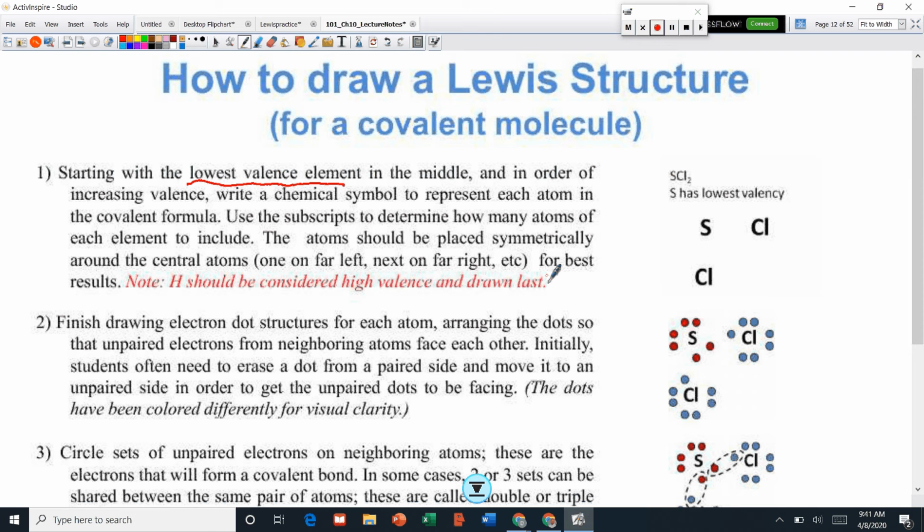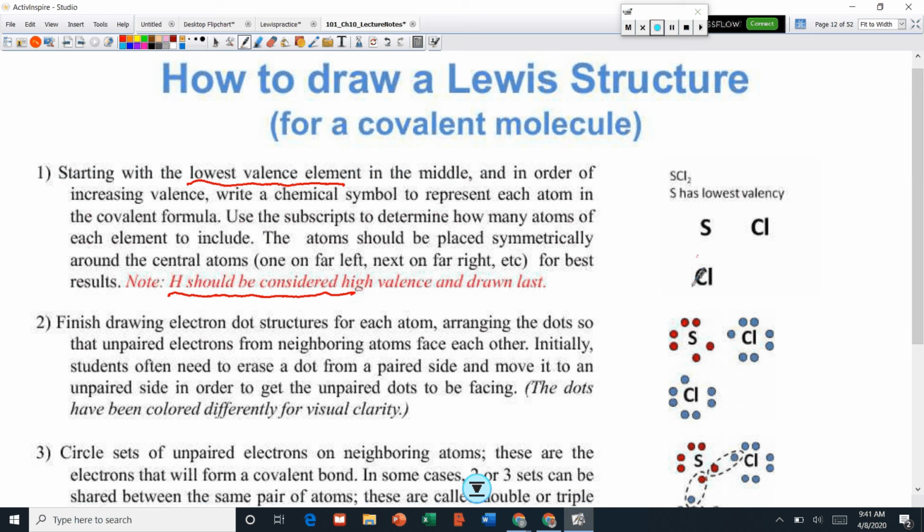One of the notes that they say is that hydrogen would be considered a high valence. Even though if we look at the valence numbers, hydrogen only has 1. Hydrogen is considered to be a high valence because it only can hold a maximum of 2 electrons. It's a duet, so just remember that. We're looking at the one that has the most electrons to fill it. And then we'll use the subscripts to determine the number of atoms and things like that.